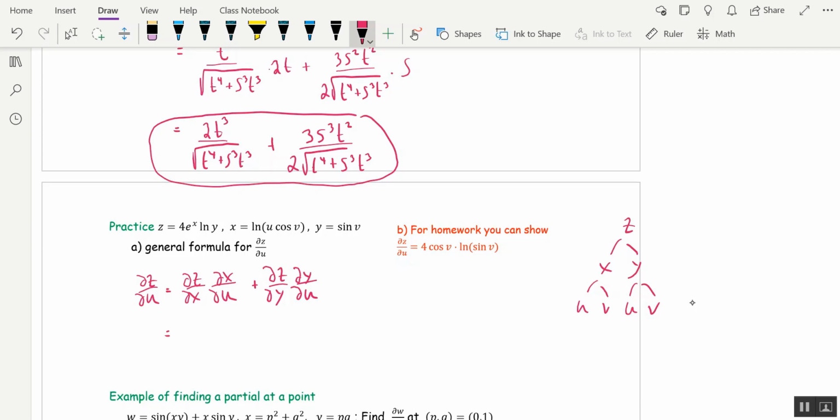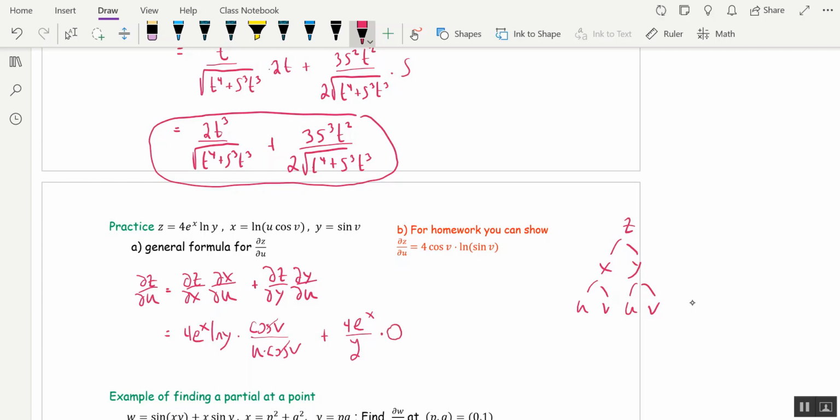Del z del x is 4e to the x ln del x del u. So I want the partial of log u cos v with respect to u. So I put the derivative on the top with respect to u, which is cosine v. And in the bottom, I put the argument, which is u times cosine v. So those cosine v's actually are going to cancel. And then I add on del z del y, which is 4e to the x over y. And then del y del u, well, y is just a function of v, so del y del u is 0. So that whole term is going to drop off.